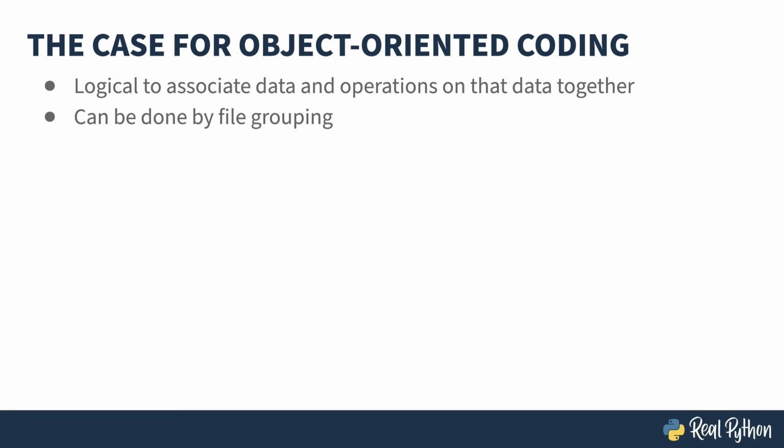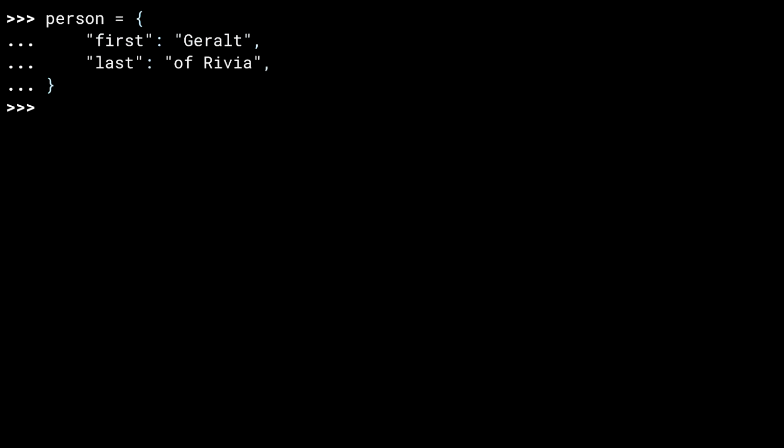together. Of course, you could do this just by keeping everything together in the same file, but it would be helpful to have the compiler enforce some of the rules. There's another reason for the object-oriented approach. Let's go back into the REPL and look at some data. Here, I've got a person. The person dictionary has 2 key value pairs corresponding to the first and last name. Let's create somebody else.